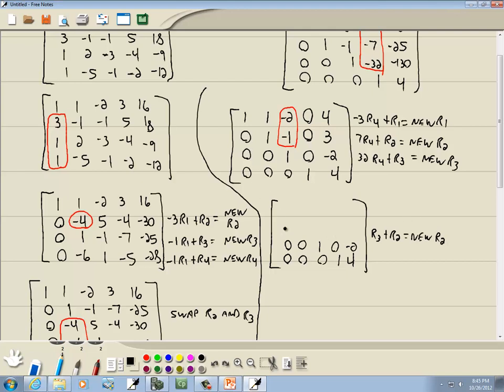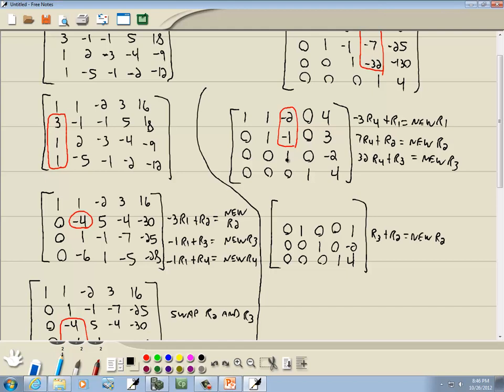So 0 plus 0 is 0. 0 plus 1 is 1. 1 and negative 1 is 0. 0 and 0 is 0. Negative 2 and 3 is 1. Let me look at that, double check it. Okay. Now we need a 0 here.